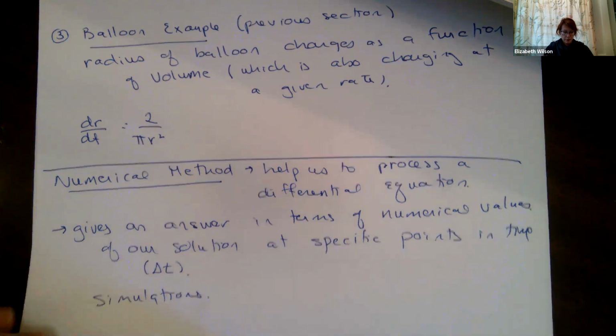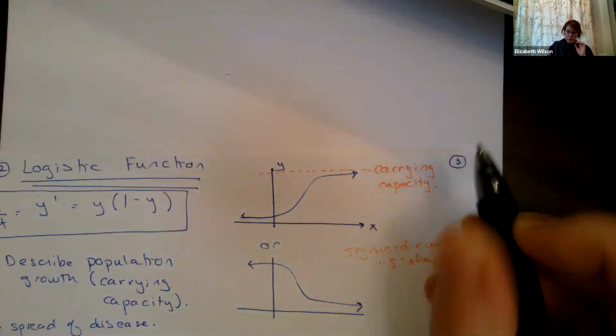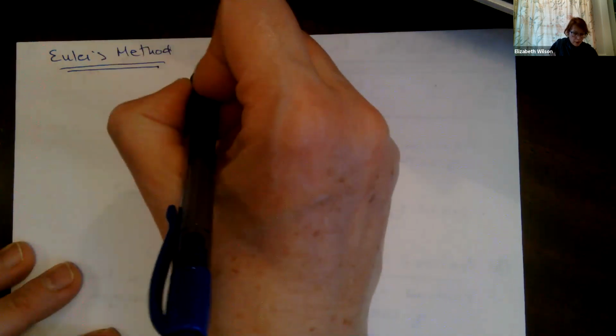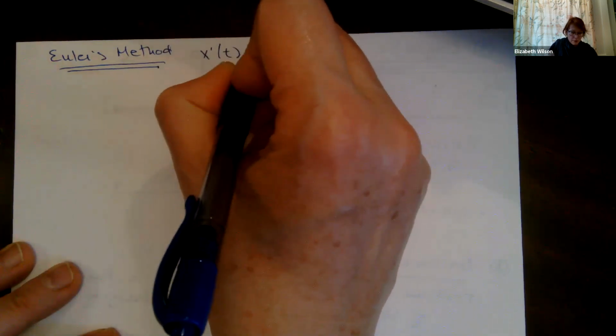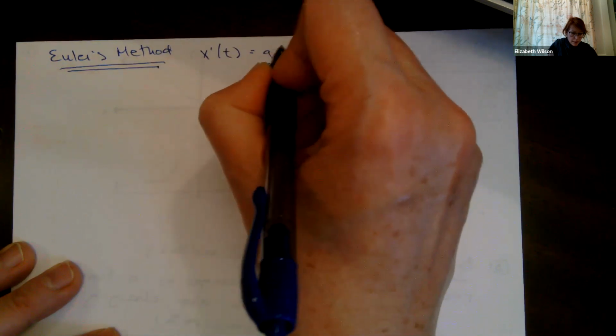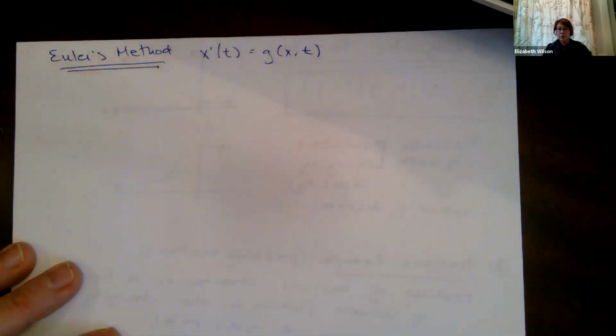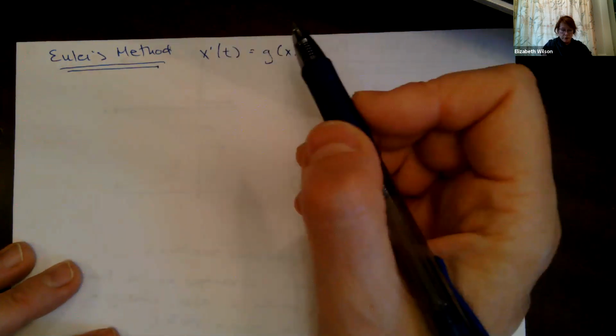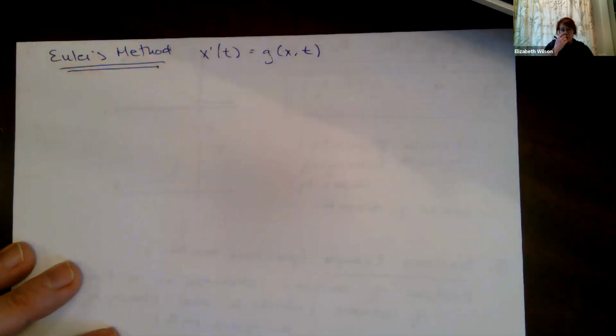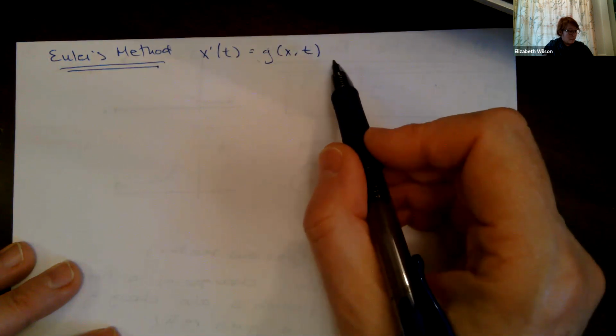Okay, so let's talk about Euler's method to work through differential equations. Let's remember, I'm going to say x prime of t, my derivative, equals g of x, comma t. x is just a function, right? It's a function of, say, time, for example. So I've got g, which is a function of x and time, okay?